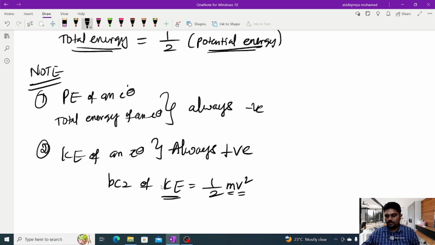Radius of orbit and energy of orbit we have studied.